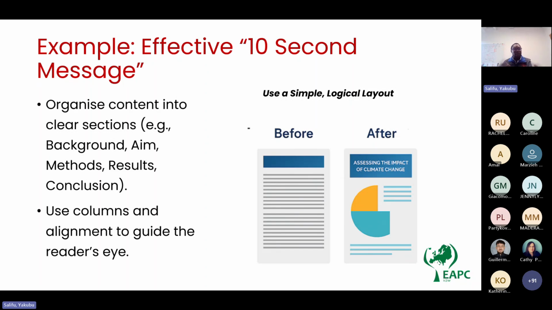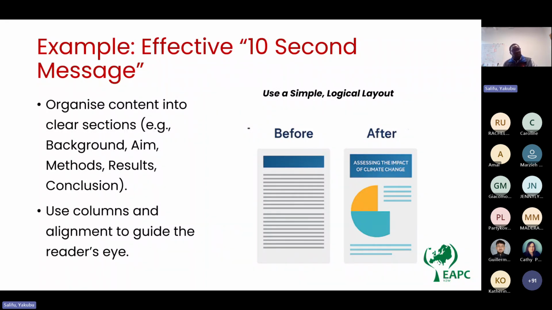One way is to gather all this information, all the relevant things that you think will be needed, and just throw them on the poster, and now think about how to organize that. The picture that you see there is a contrast between before and after.